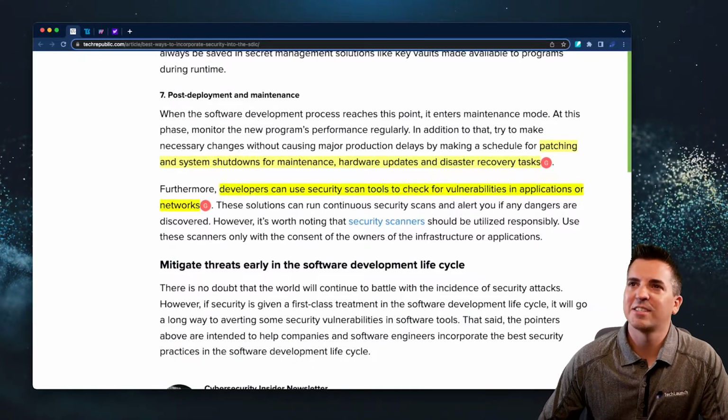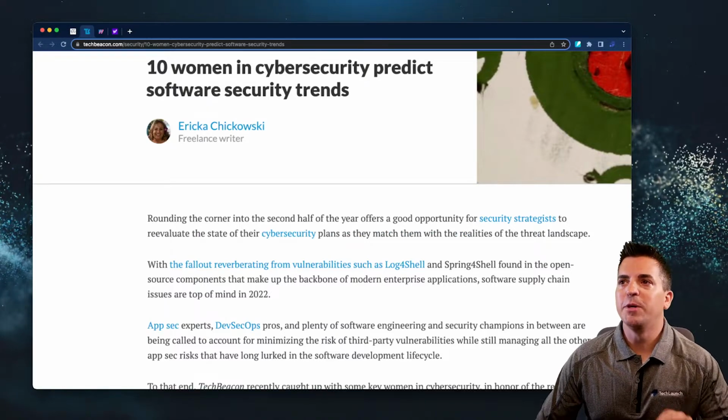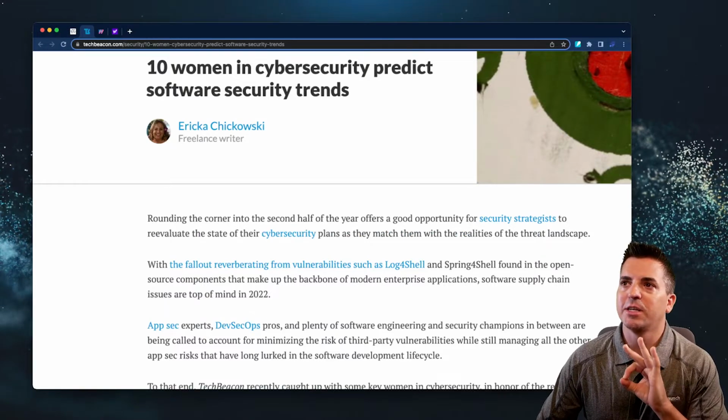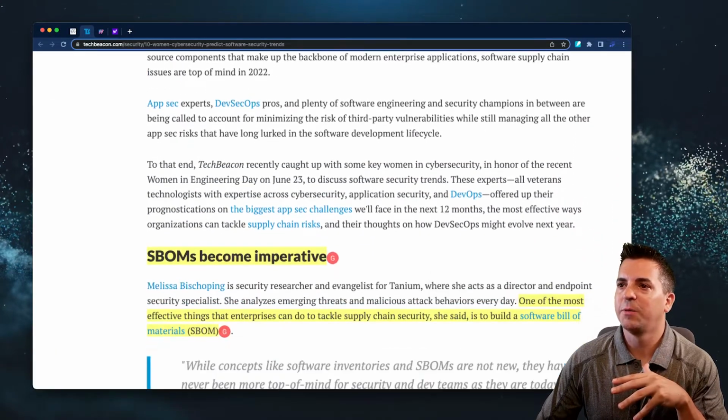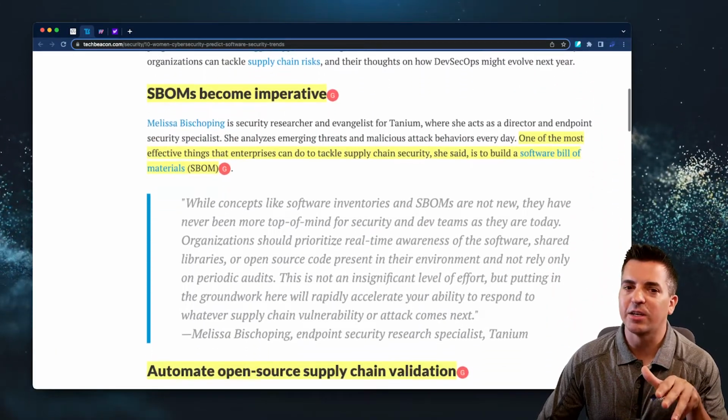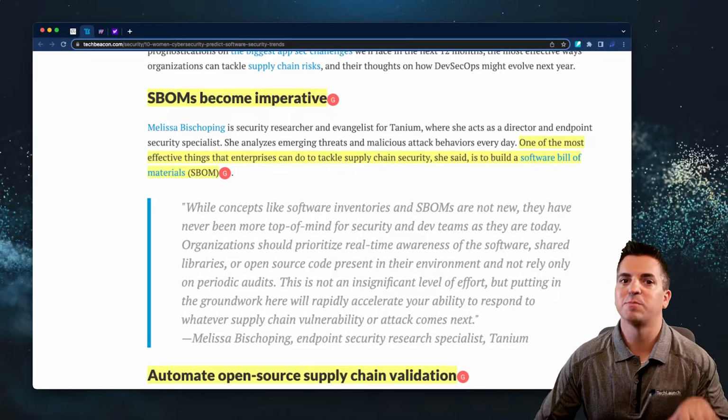Okay, let's take a look at the next article. This one's talking about 10 women in cybersecurity who predict software security trends. This is a really well done article. Basically, they talk about key areas. I've highlighted a few of those that I want to just briefly go over.